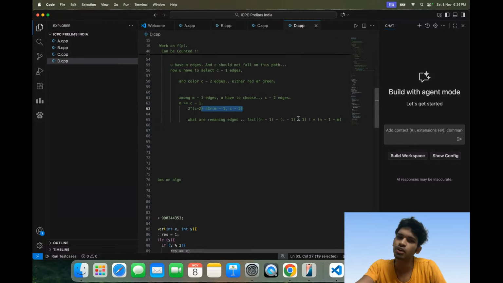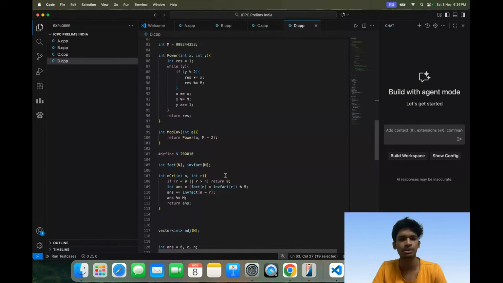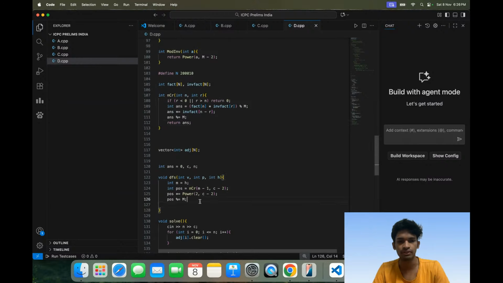Because m is greater than or equals to c minus 1, among the remaining edges, you should be able to find this. If the remaining edges are 0, this will become 0. If the remaining edges are negative, that's not possible. Can the remaining edges be negative? No, the remaining edges won't be negative. These are the remaining edges. If they are 0, this value is 0. So that's clear. N minus 1 minus m is always clear. So I just have to multiply that with that. N minus m minus 1.